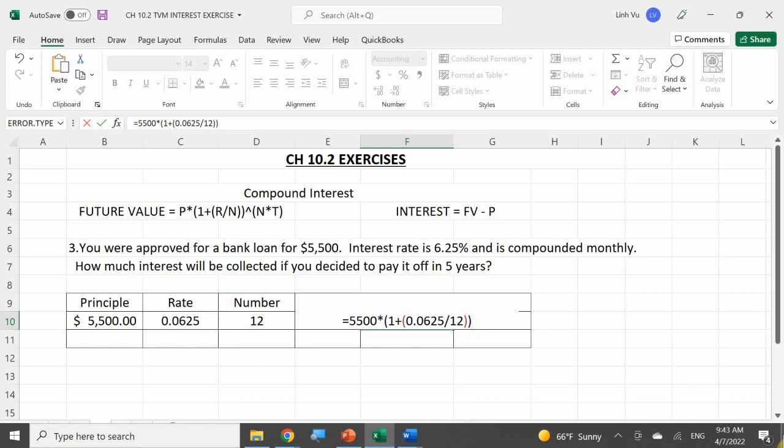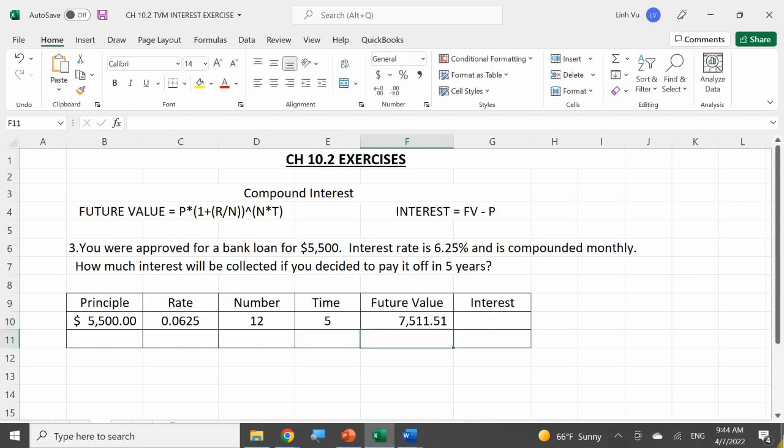What I'm going to do now is put in an exponent. I'm going to use the caret, which is your number 6 key. You hold shift and press the 6 to get that caret, and that's going to trigger my exponent. And now I'm going to do another parentheses because I want it to calculate what n is. N is 12, and we're going to multiply it by the time, which is 5 years. End my parentheses, and then press enter.